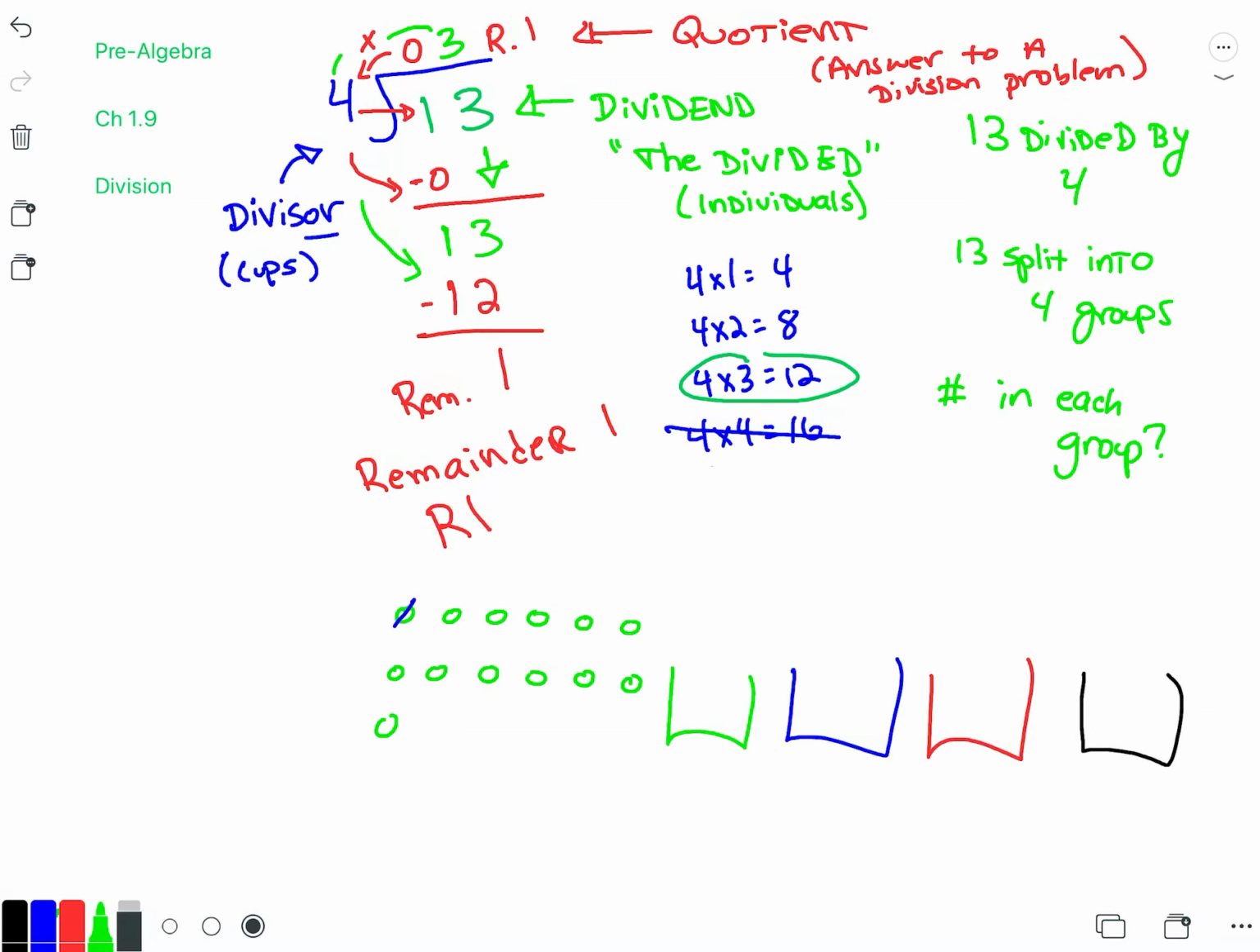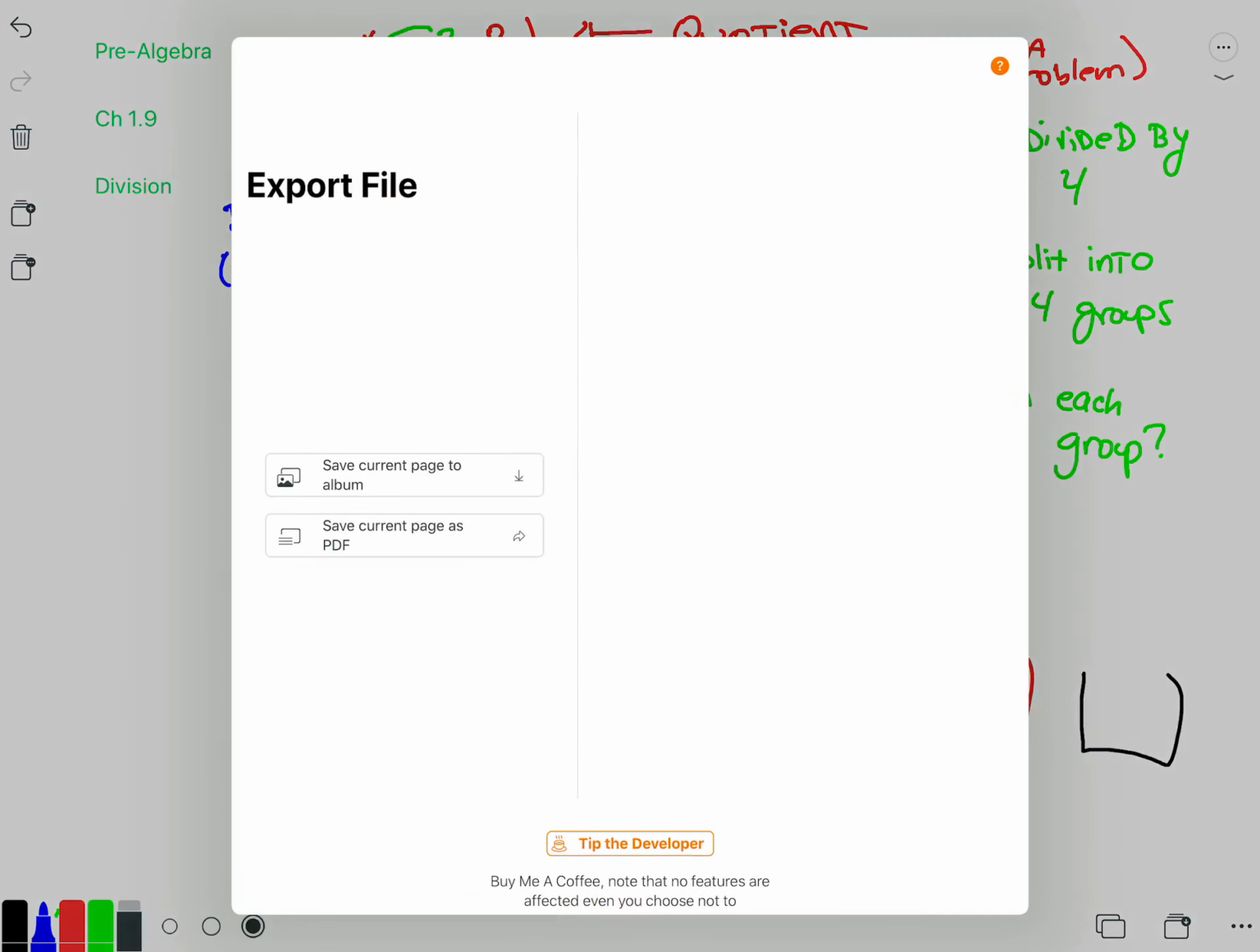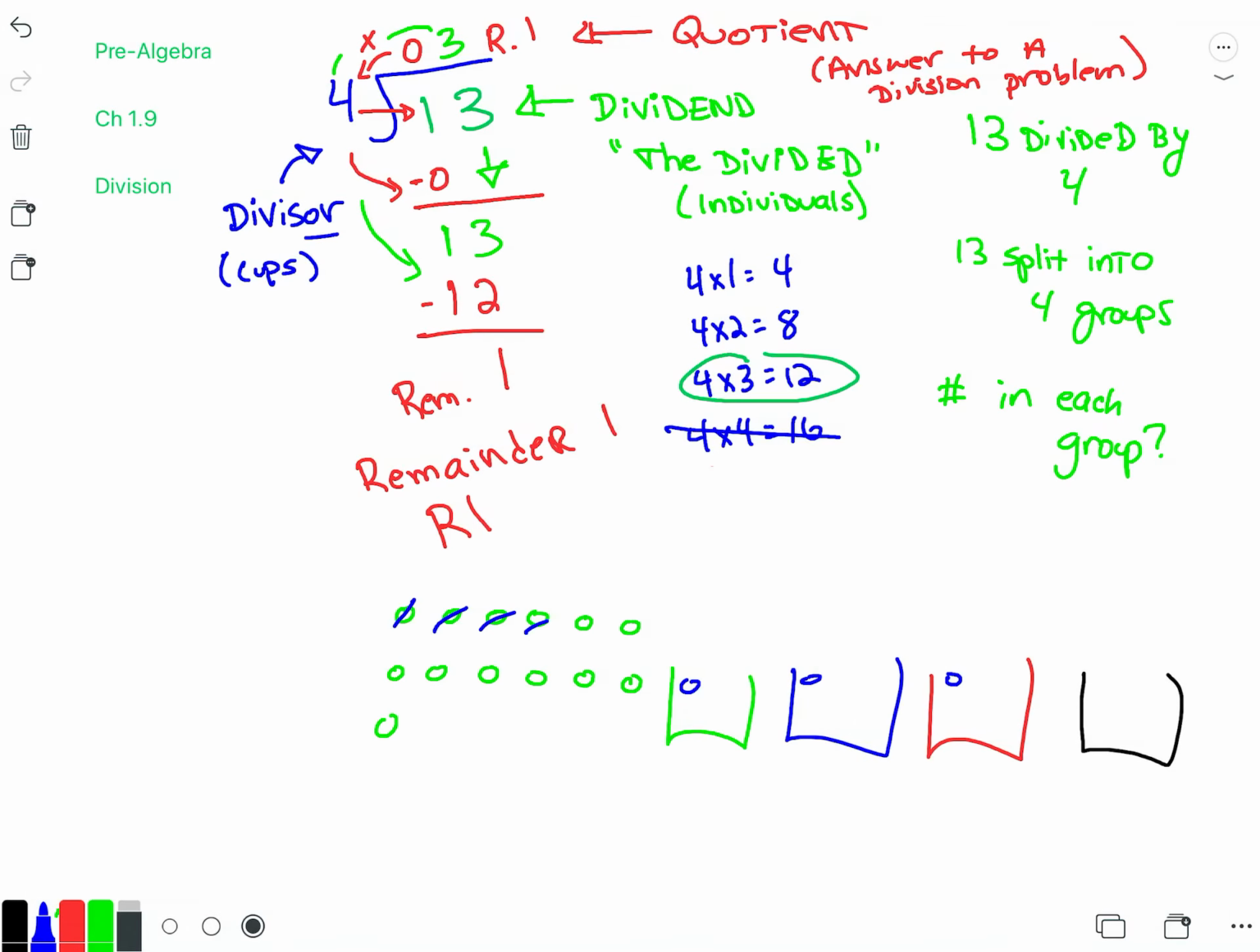So you're going to have this first one go here, then this one's going here, this one's going here, this one's going here, this one's going here, this one's going here. Remember, I have to make everything equal. This one's going here, this one's going here, and so on, this one's going here. Now take a look. All of these cups now have 3 in them, right? But look, there's 1 left.